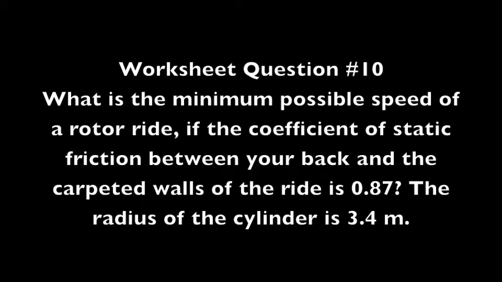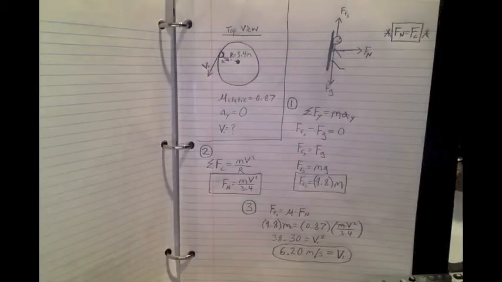What is the minimum possible speed of a rotor ride if the coefficient of static friction between your back and the carpeted walls of the ride is 0.87? The radius of the cylinder is 3.4 meters. The first thing you want to do is draw out a diagram of the scenario.